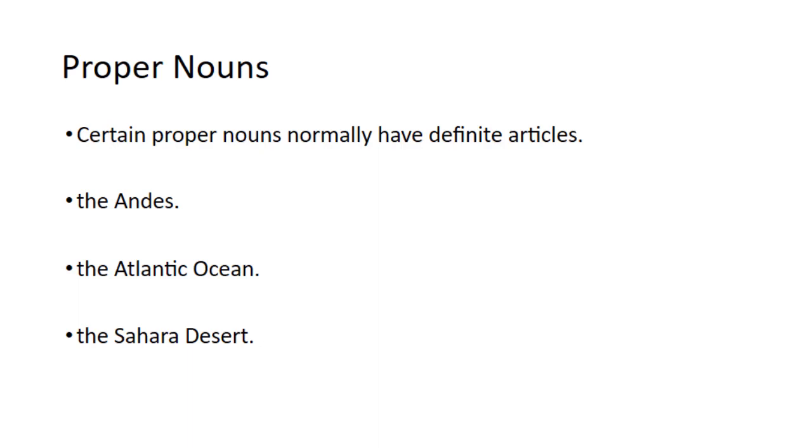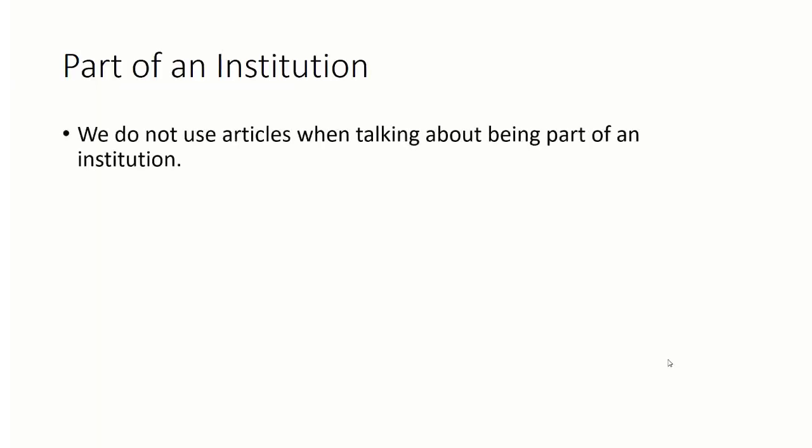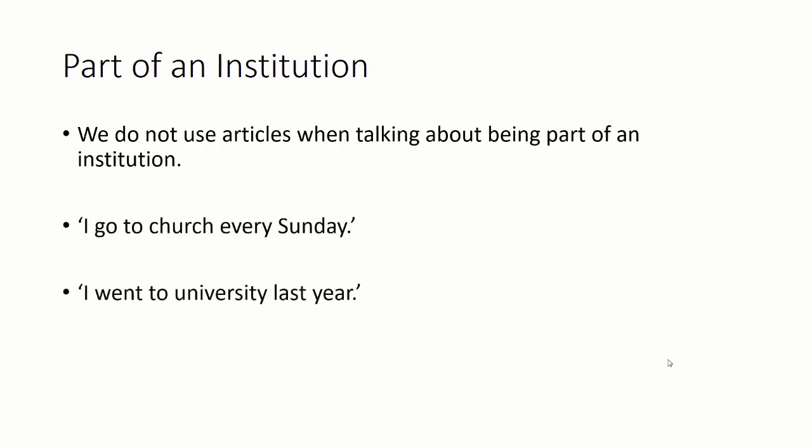I don't know many deserts, to be honest, but it's a very specific desert, okay? So again, when the specific general rule is covering so many different things. Part of an institution. We do not use articles when talking about being part of an institution. I go to church every Sunday. Church is an institution. I went to university last year. University is an institution. So again, zero article for this.